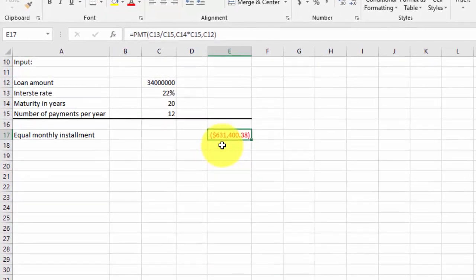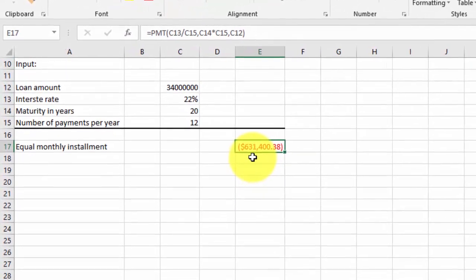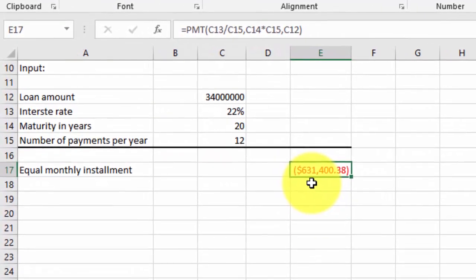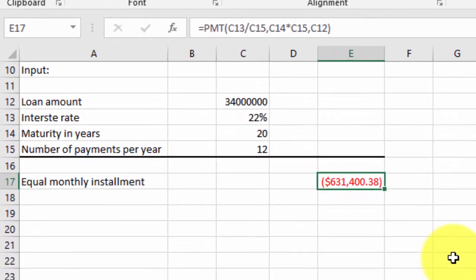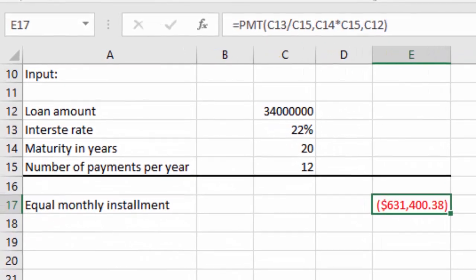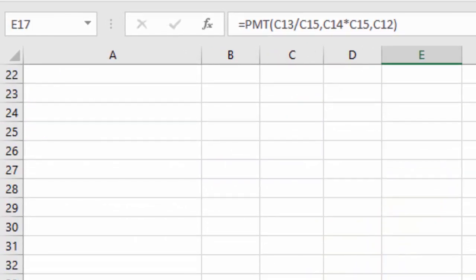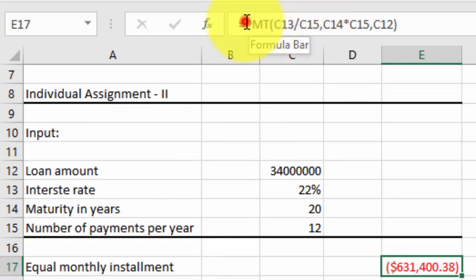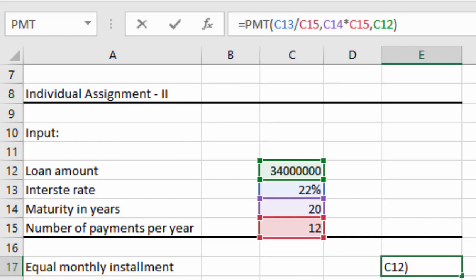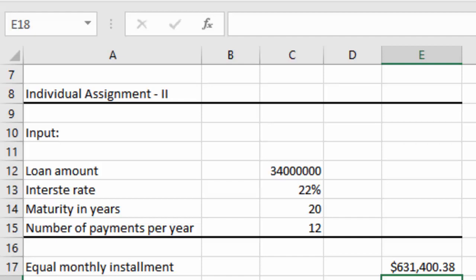We can clearly see that our Pmt, or monthly equal installment, is $631,000. Now why is it negative? It is showing negative because we are actually going to pay it. In our loan amortization schedule, we don't want to show the negatives. If we click on this cell, the formula bar will show the formula. So before the formula we place a minus sign so that it shows a positive amount. We are not going to think about positive versus negative now.